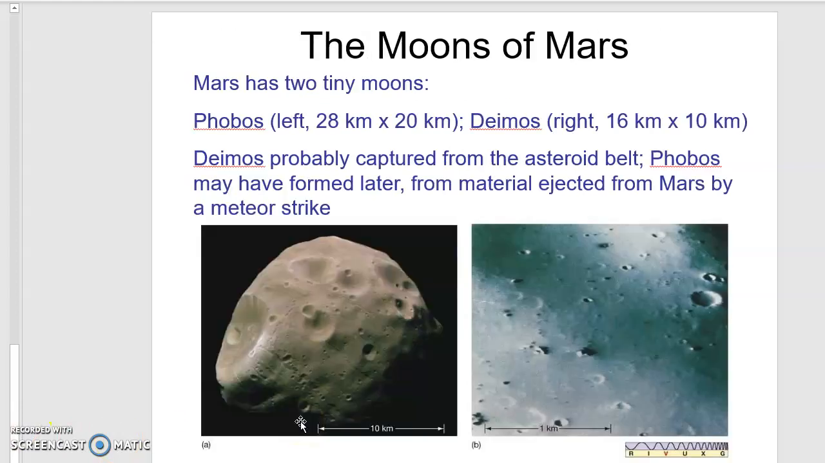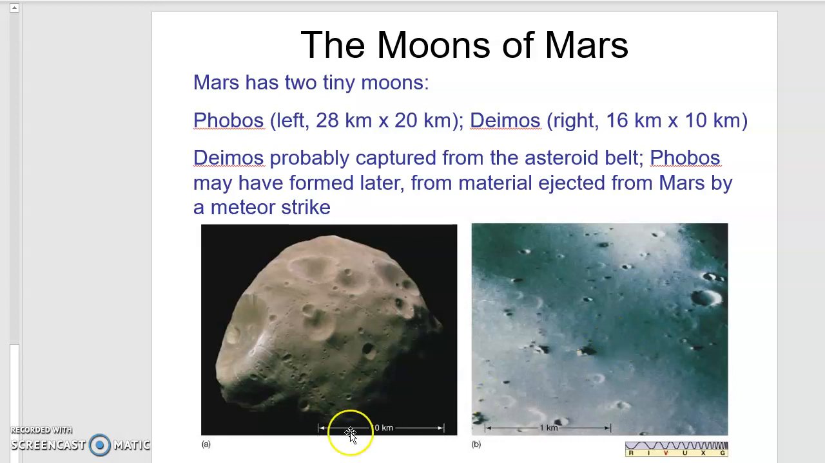Oh yeah, this is important. Mars has two moons. They're both very small, and one's called Phobos and one's called Deimos. One was probably captured. It was probably an asteroid that was captured as it flew by. Phobos may have formed when Mars was struck by another meteor or asteroid and bounced off, and this was debris from that. We'll talk about that some more as well. There are some interesting forces acting on those as well. And I think that is all I've got for you right now.